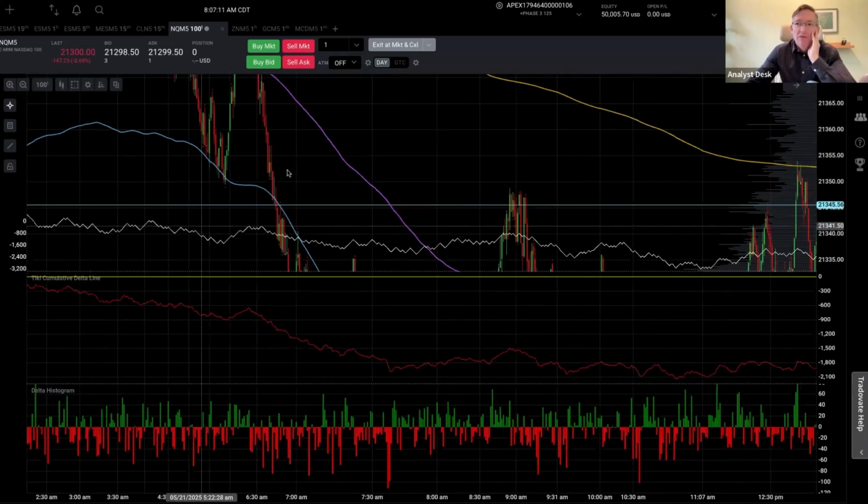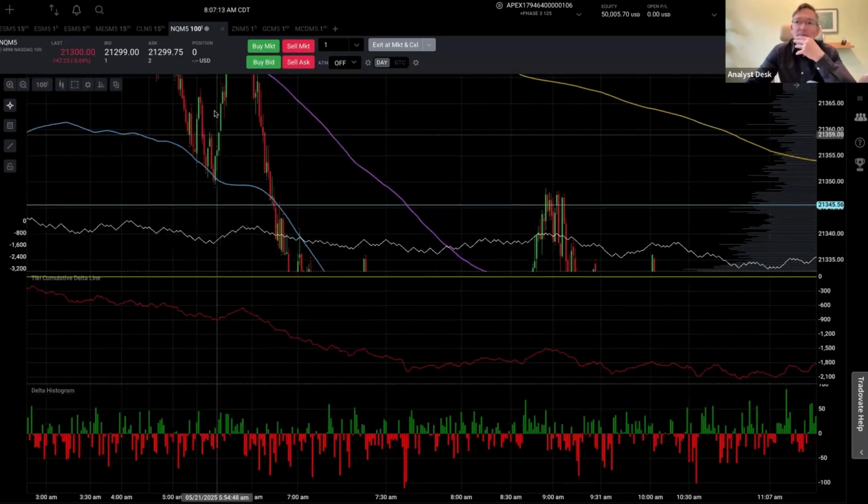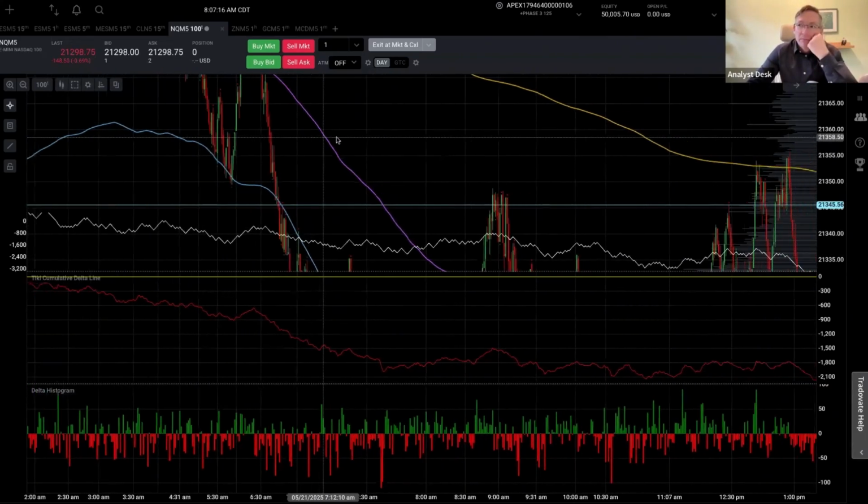So take a look at it. On balance volume, it's on the Trader 8. You can just use it.